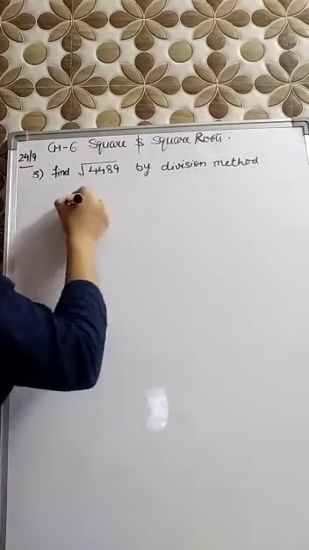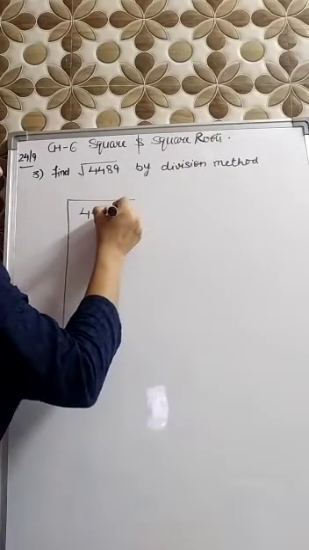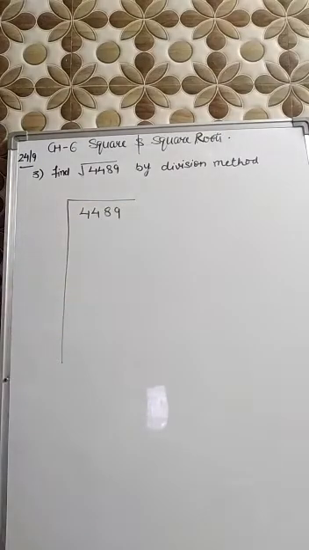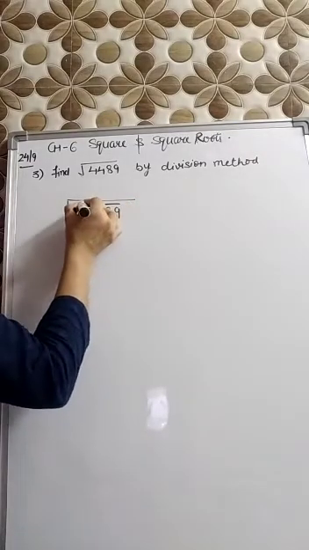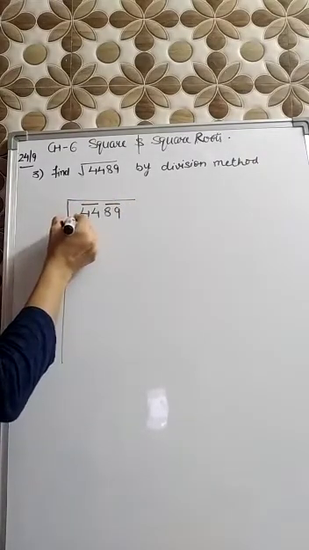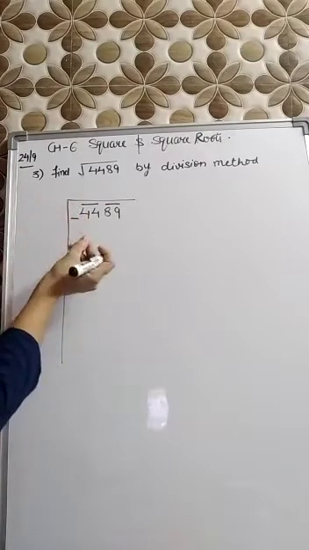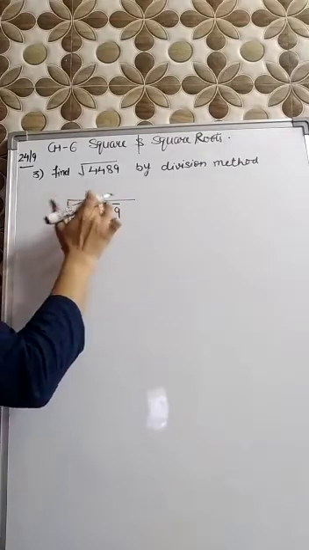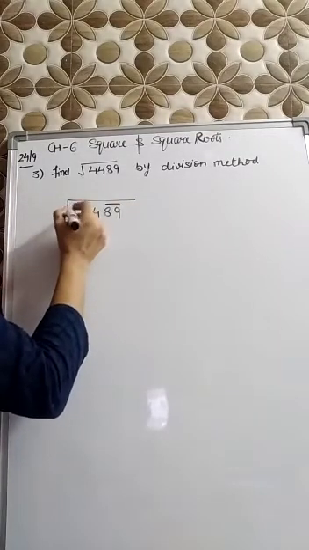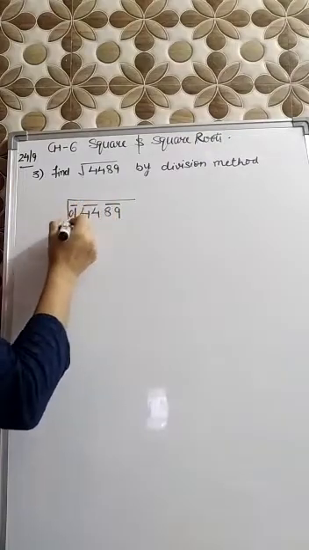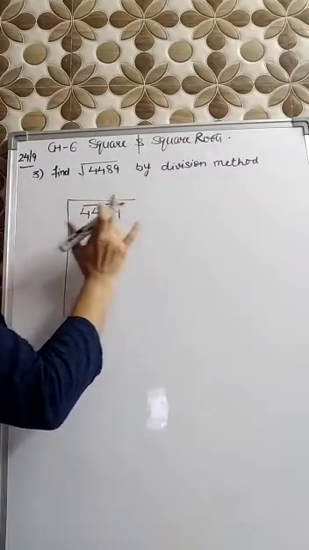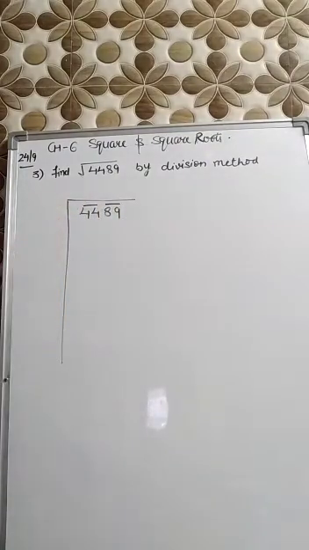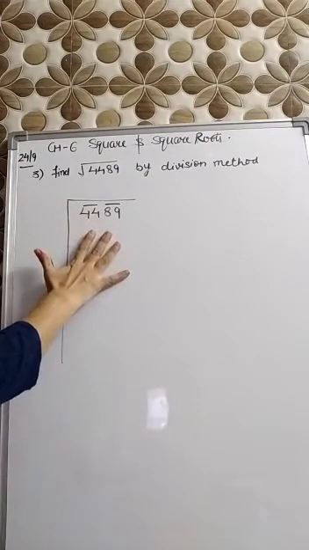For the division method, first write this number and start making groups of 2 numbers, means pairs of 2 numbers from the right side. If any single digit is left behind, it will be considered with 0. Suppose 1 is there, so you will write 01. This will be your next pair. But in this question we have only 4 digits, so let's make the pairs from the right-hand side. We are getting 2 pairs.